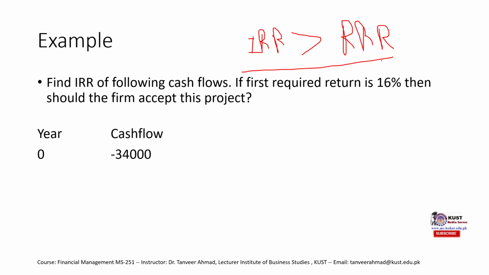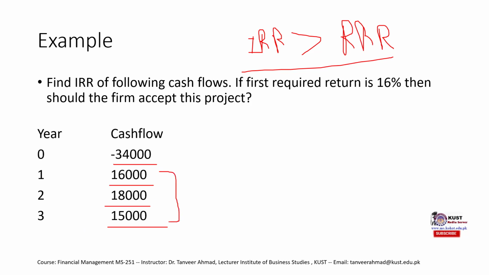So we have the following cash flow. At year 0, our cash outflow would be minus 34,000. At year 1, our positive cash flow would be 16,000. Year 2, again plus 18,000. And year 3, the positive cash flow would be 15,000. So we have 3 years. We would have a positive cash flow for 3 years and a negative cash flow at time 0.